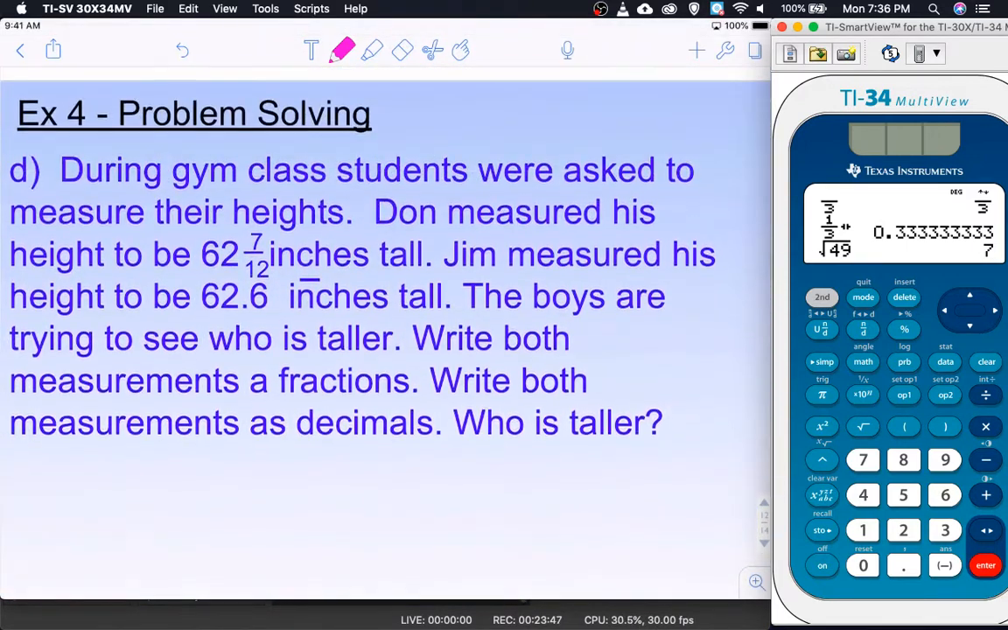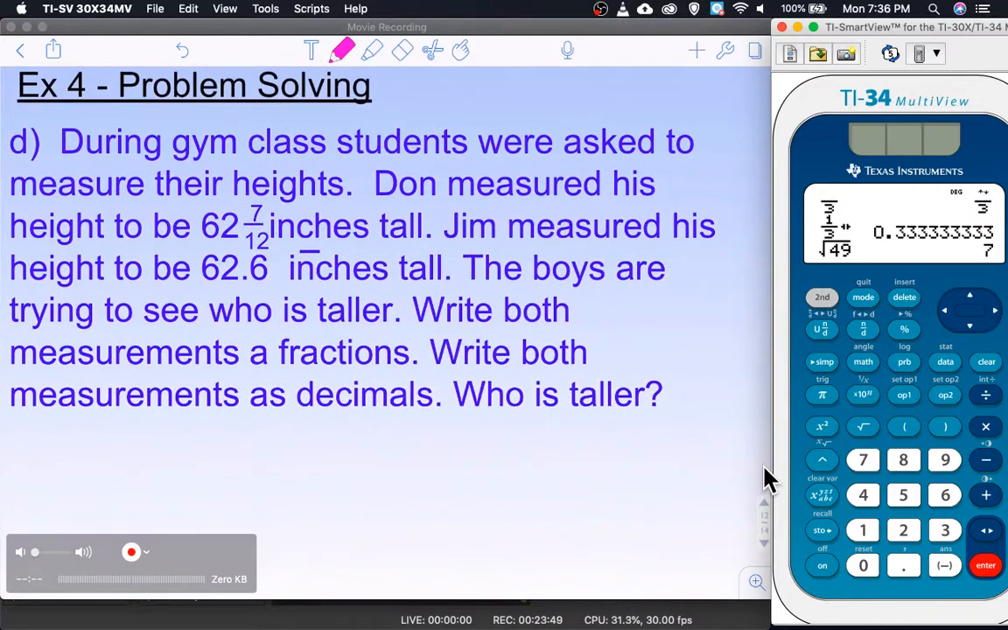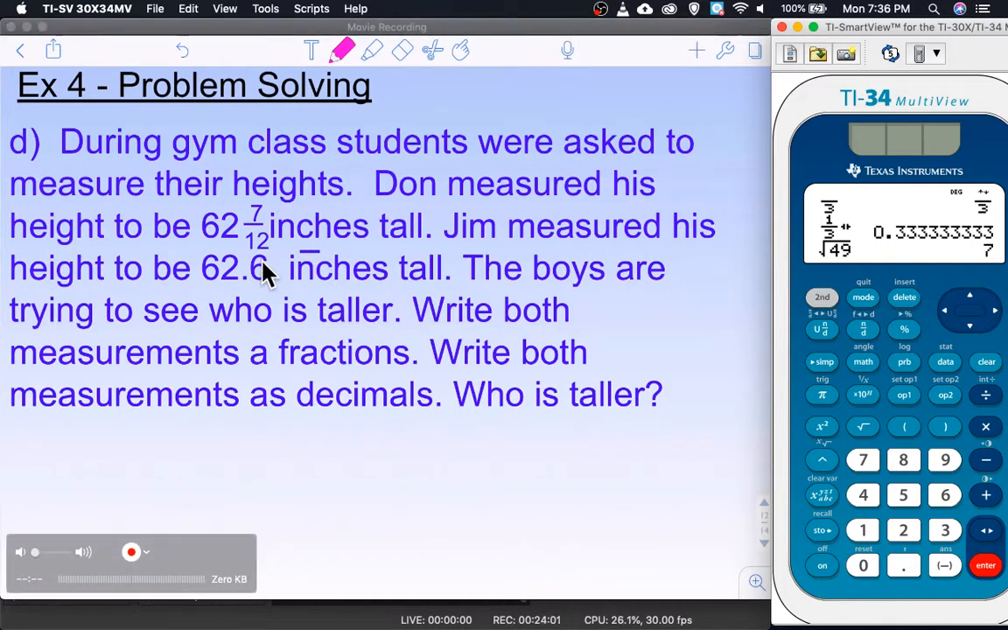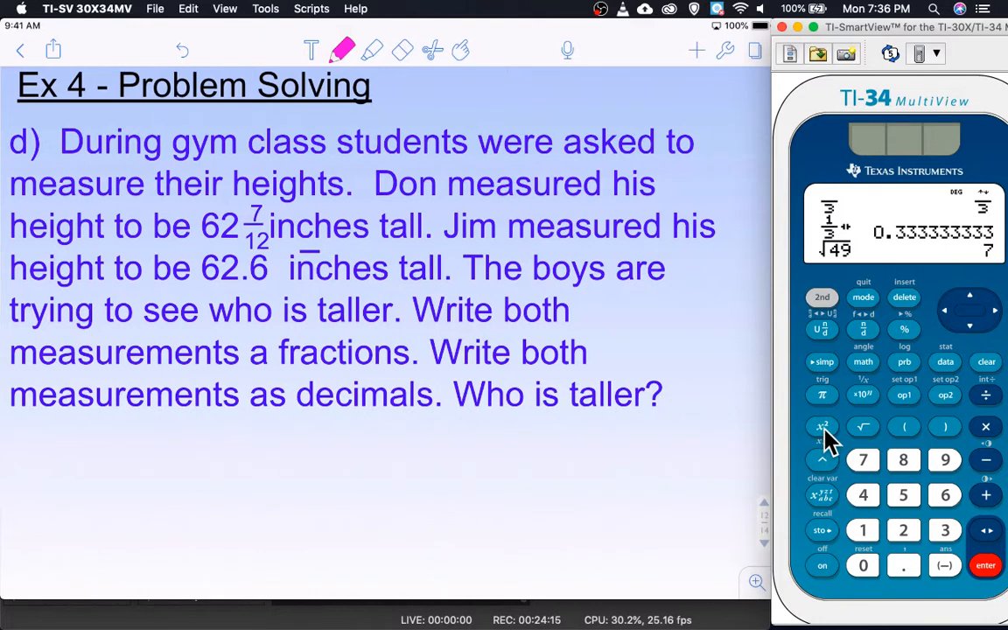Letter D. It says, during gym class, students were asked to measure their heights. Don measured his height to be 62 7/12 inches tall. Jim measured his height to be 62.6 inches tall. The boys are trying to see who is taller. Write both measurements as fractions. Write both measurements as decimals, and who is taller.